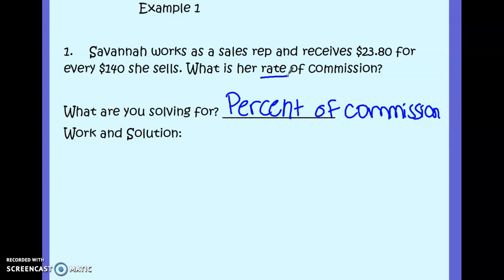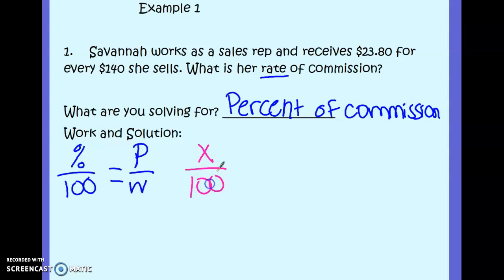Remember, we set it up: percent out of 100 is equal to our part over our whole. So we're just going to plug in these numbers. Percent is what we're looking for. We call that X, out of 100, is equal to my part, $23.80, and my whole is 140.